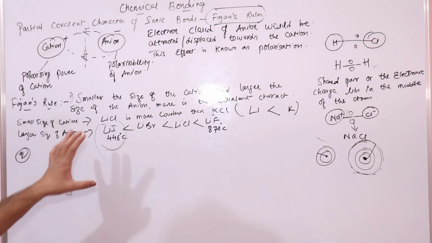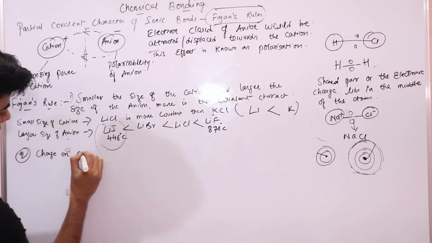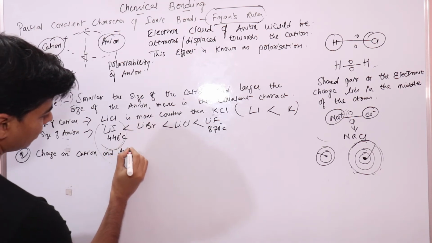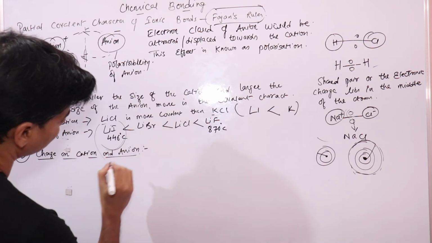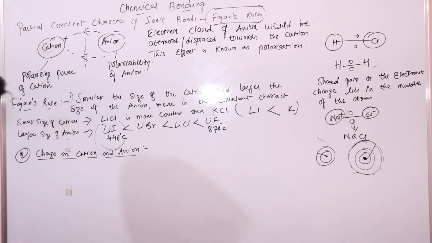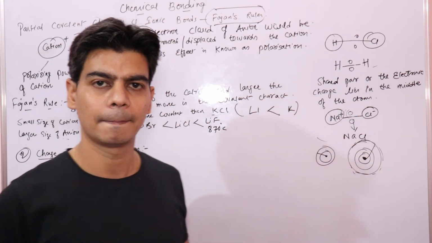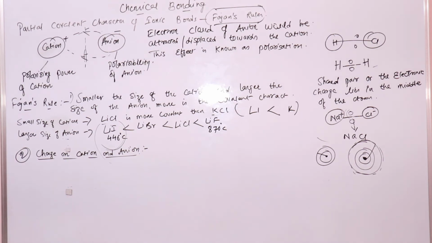Now the second point of Fajan's rule. Size of the cation and anion we are done. The other is the charge on cation and anion. More is the charge, more is the covalent character. More is the charge, more is the covalent character.